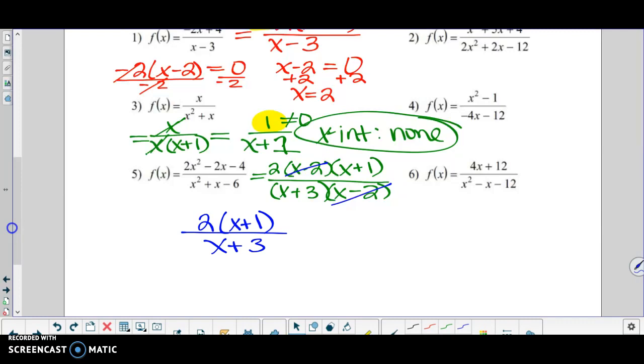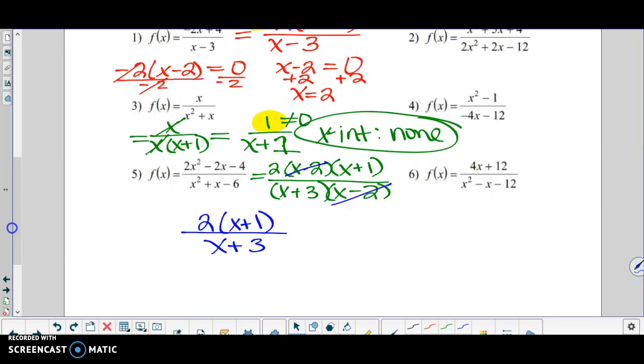Alright, do we have a hole for this one? Yeah. What simplifies? So, I'm left with 2x plus 1 over x plus 3. Do you see why it's so important to check for a hole every time? Because did I get rid of it? If you just went ahead and set your numerator equal to 0, how many x-intercepts would you say you would have had? 2.